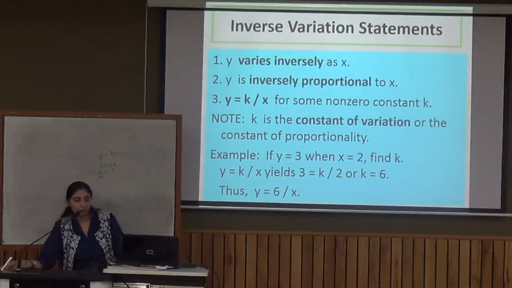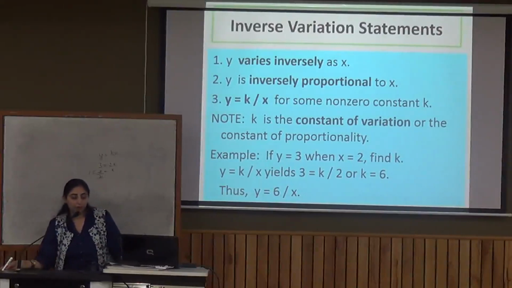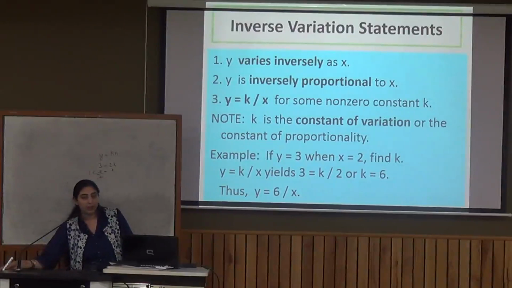Now here's one more example for everyone. Y is equal to 3 when x is equal to 2. Find the value of k when they are inversely related. So y is equal to k upon x. So we can say 3 is equal to k upon 2, and the value of the constant here is 6.